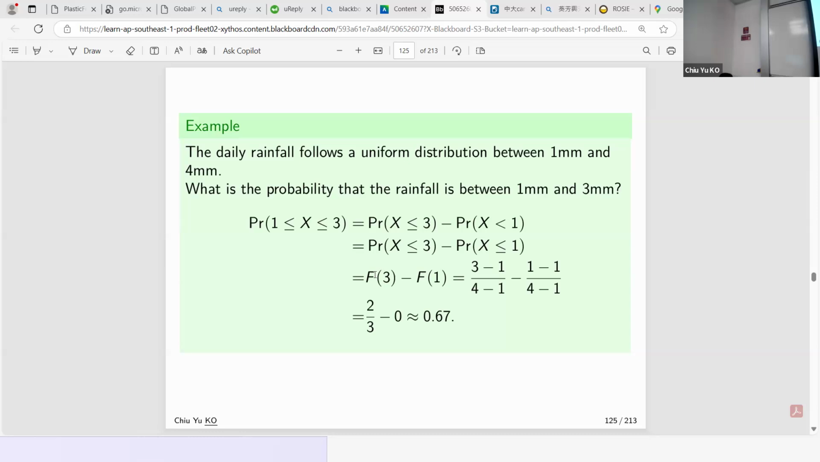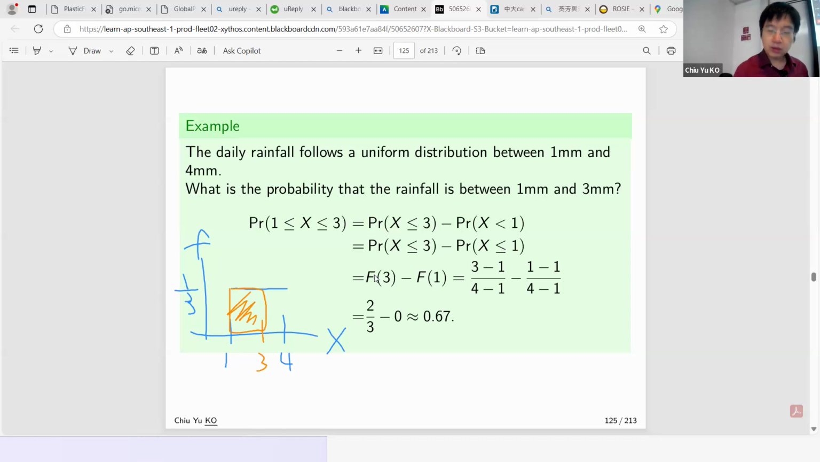That's not something too terrible. But if you look at the first principle, and you don't remember the formula, the easiest way to think is like this. X is between 1 and 4. What's f here? The height must be 1/3, because the base is 3 and 3 times 1/3 is 1. So the question is asking between 1 and 3, which is this area.